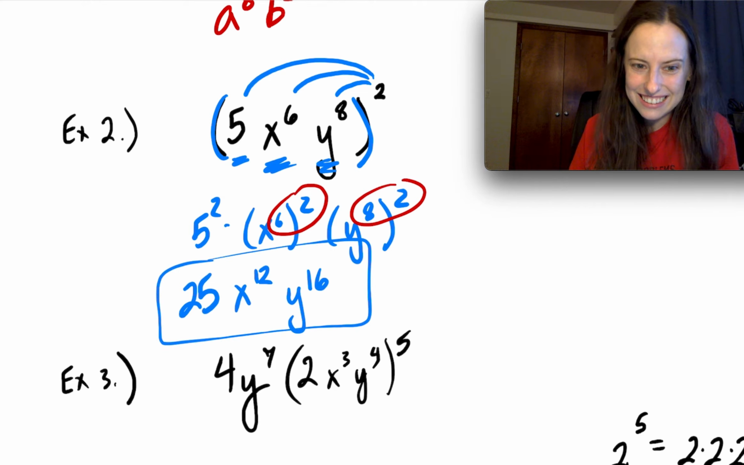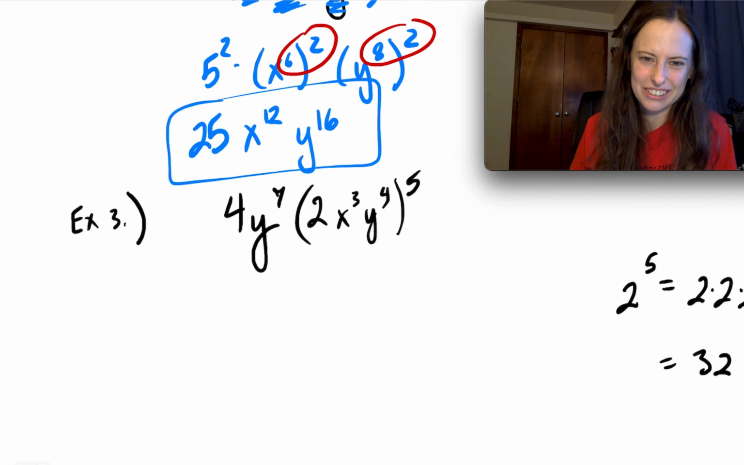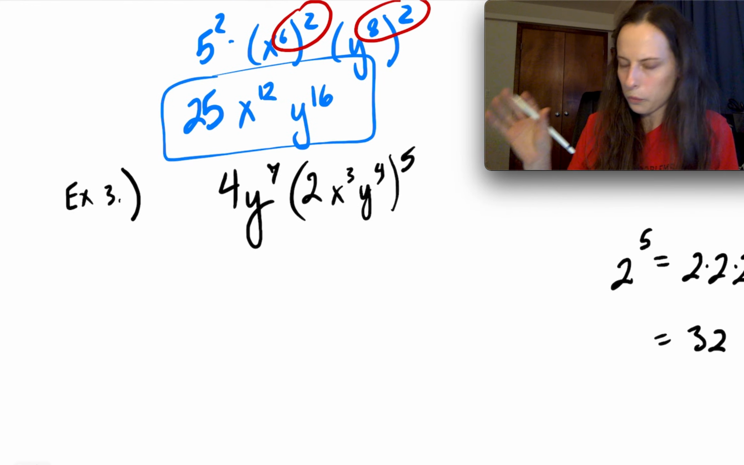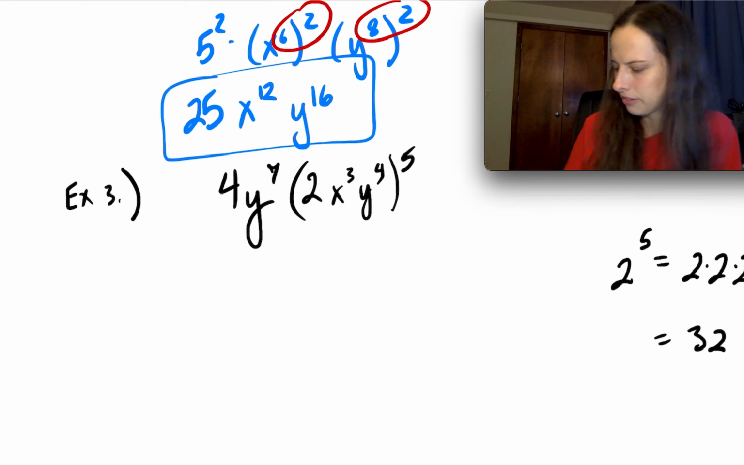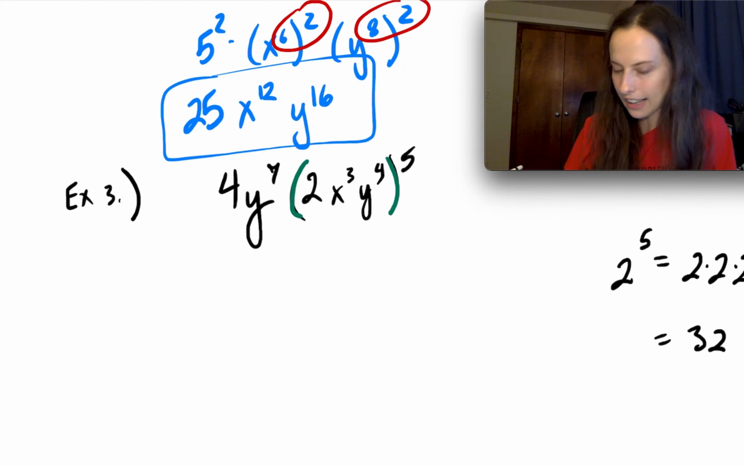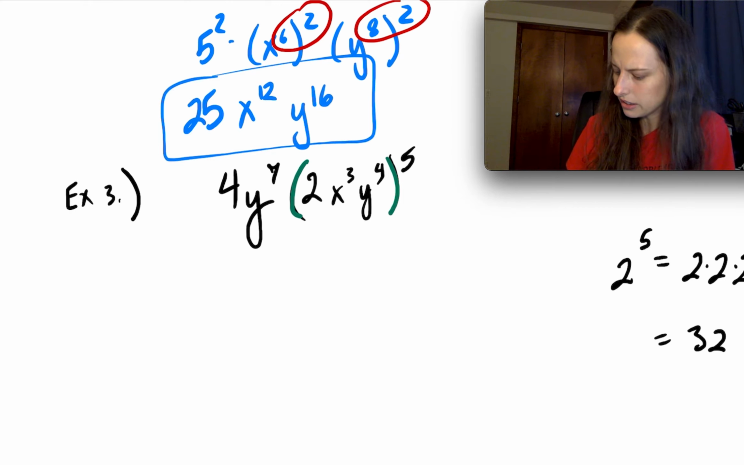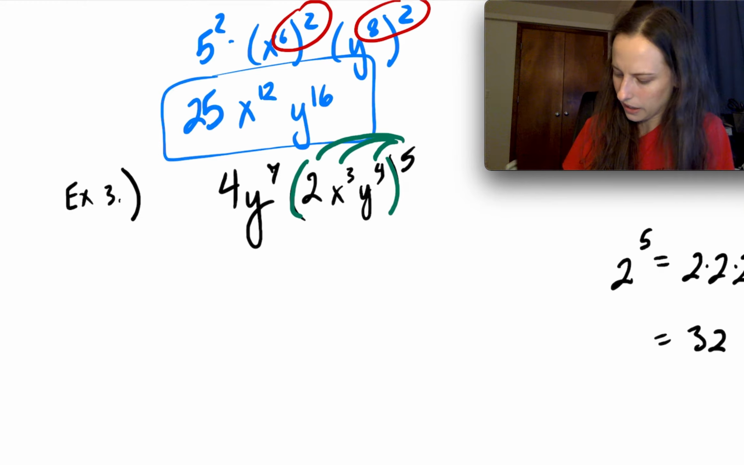Now for the last example, this one is the most intense. We've got all kinds of things going on here. So what we want to do first is simplify the stuff that's inside the parentheses, because we've got these parentheses that are raised to a higher power. So like in the last problem, this exponent of 5 is going to distribute to the 2, to the x to the 3rd, and to the y to the 4th.